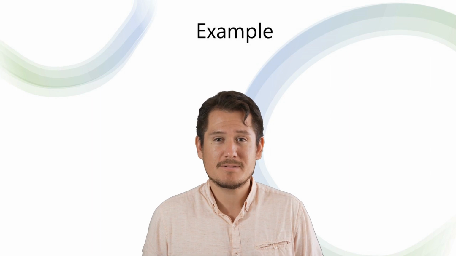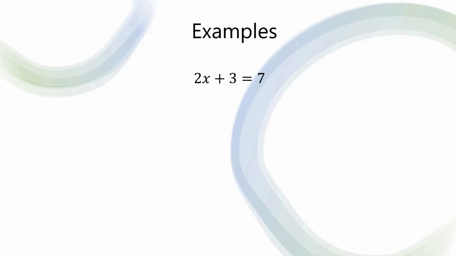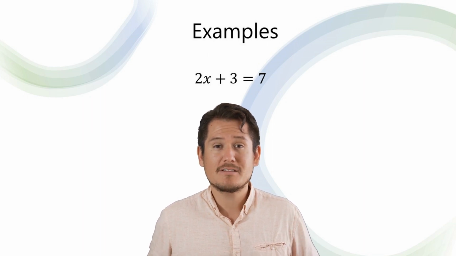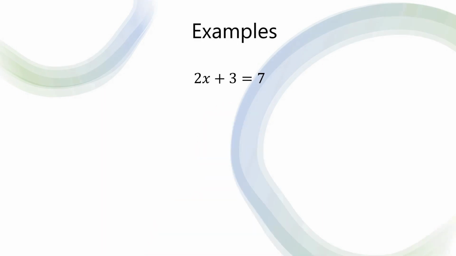Let's take a look at some examples. Example 1. Consider the equation 2x + 3 = 7. Here, 2x represents 2 times the number x, and we're adding 3 to it. To solve for x, we want to isolate it on one side of the equation. The first step is to get rid of the constant on the left side, which is 3. We do this by subtracting 3 from both sides of the equation.